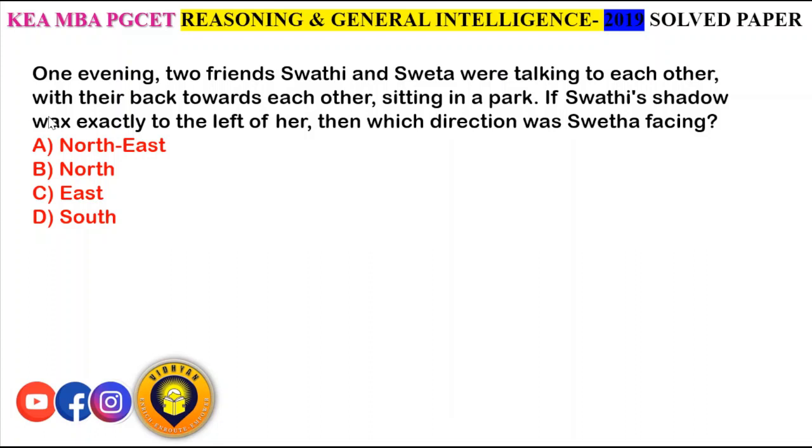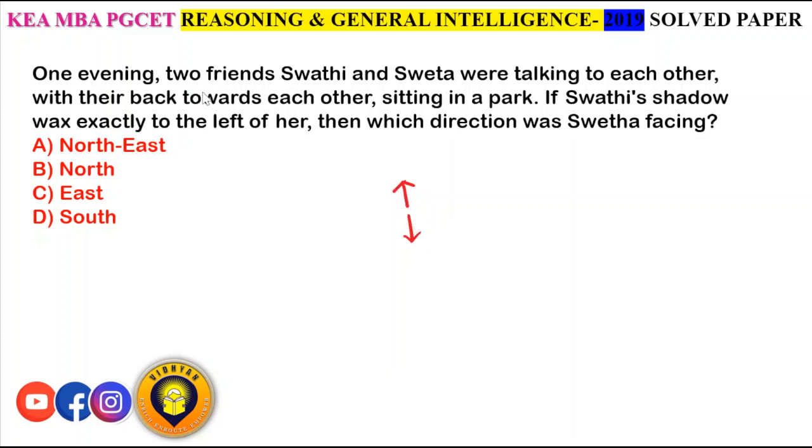One evening, two friends, Swati and Shweta, are talking to each other with their backs towards each other, sitting in a park. If Swati's shadow was exactly to the left of her, then which direction was Shweta facing? See, they are talking with their backs towards each other. That means they are looking in opposite directions. If one person is looking north, another person is looking south, we can say, right?